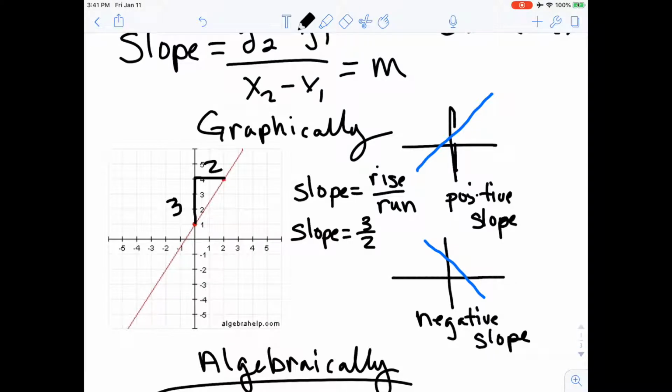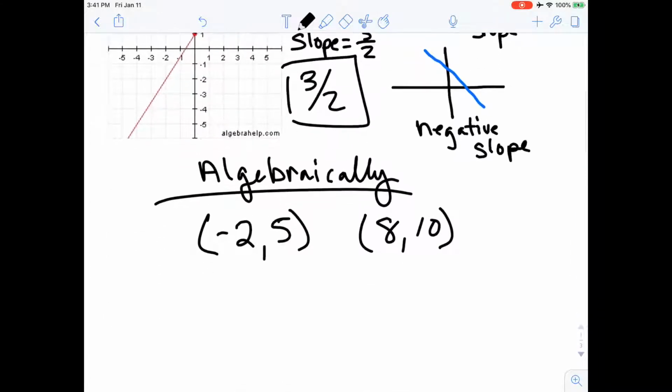One's a vertical line, which would be undefined, and then a horizontal line, which would be 0. But the reason I show you these is because once you find your slope, you need to know, okay, do I need to add a positive or a negative sign, right? In this case, the red line matches my positive slope, so I can keep positive 3 over 2 as my answer. Now, if the line was going down from left to right, then I would just add a negative in the front, right?